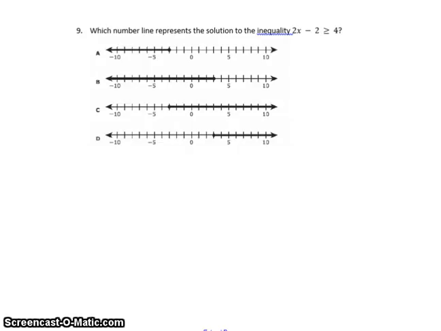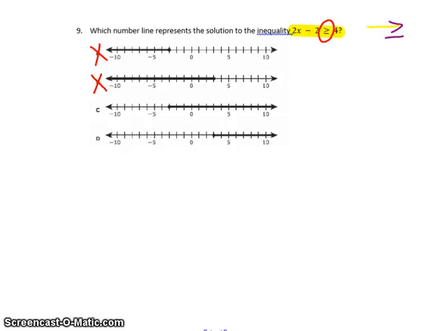Number 9 says which number line represents the solution to the inequality 2x minus 2 is greater than or equal to 4. Okay, so the very first thing I need to do is solve this inequality. And so what I want to do is highlight the inequality. And actually before I even solve it, what I can do is just look at this symbol here. This symbol tells me which way my line should be shaded, and so I can already eliminate some answer choices. So if I have an inequality sign that looks like this, remember that I can make an arrow out of it and it tells me to point to the right. So I can already eliminate letter A and letter B because they're pointing the wrong direction.